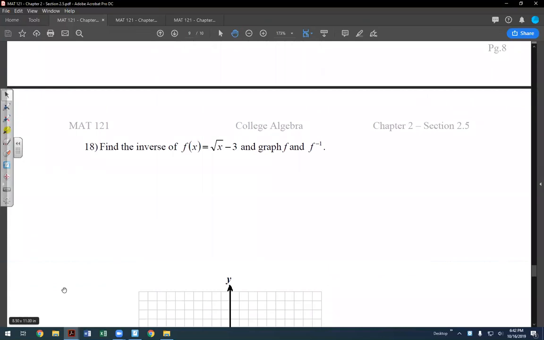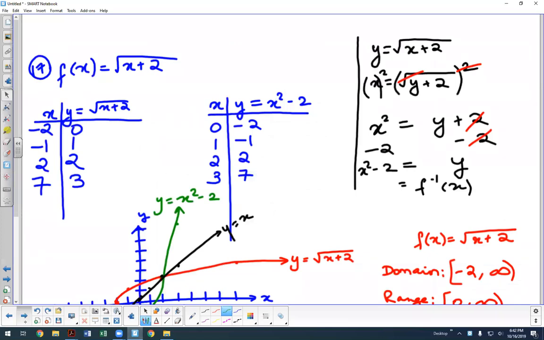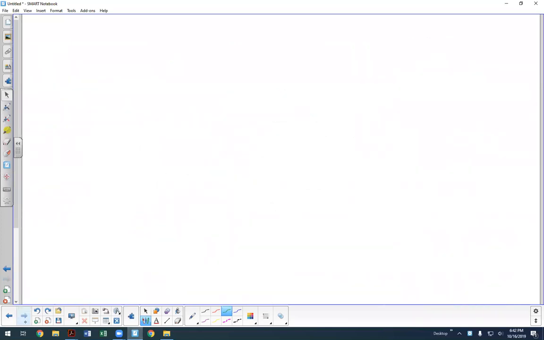Okay, here you've got square root of x minus 3 and then its inverse. So let me see what kind of graphs you guys come up with for number 18. And remember that -3 is outside the radical. It's not part of the square root of x.